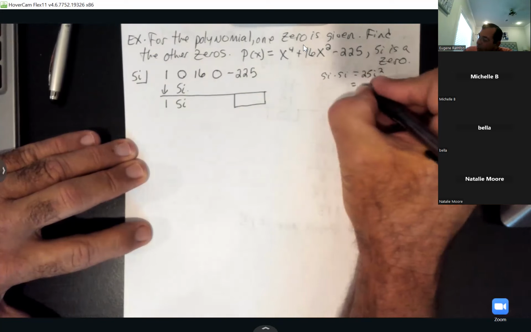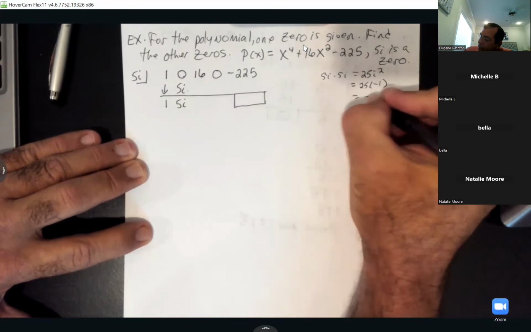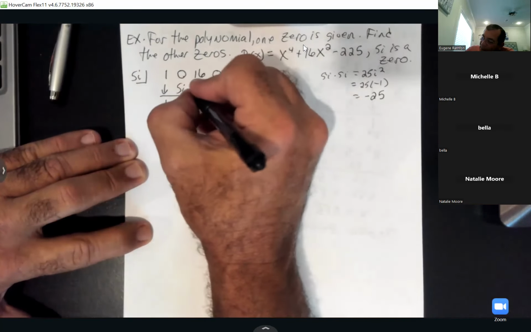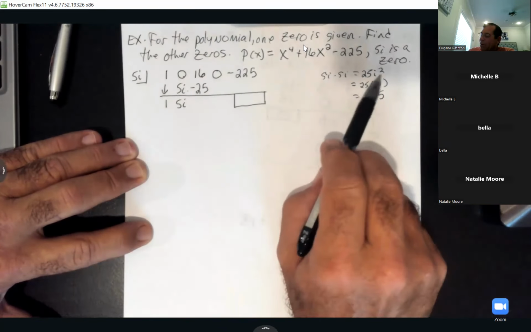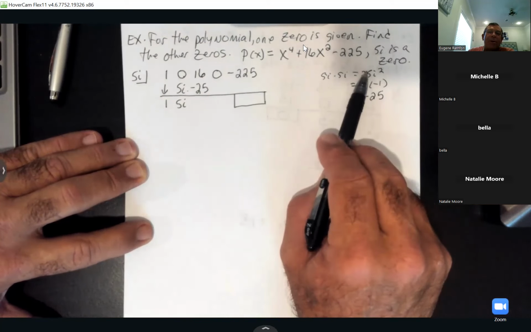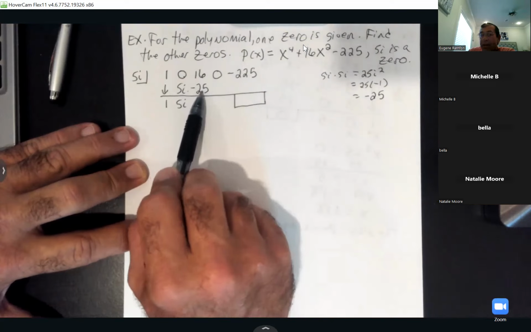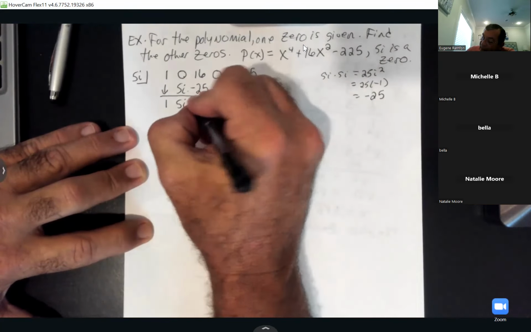So i squared is -1, which makes this whole thing a -25. So bring in that -25. Remember, i squared's purpose in life is to change the sign of the number in front of it. So we got a 16 and a -25. That's going to give me a -9.